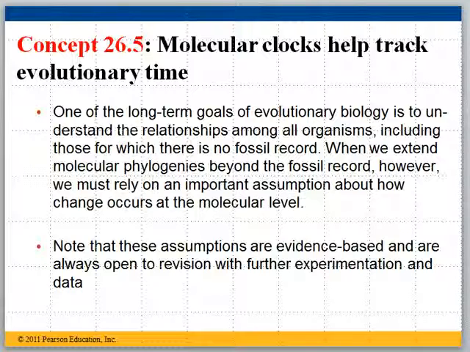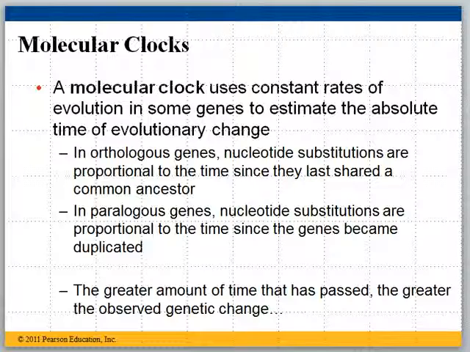So when we extend molecular phylogenies beyond the fossil record, we can no longer rely on some of the other varieties of evidence. We have to rely on a few important assumptions about how change occurs at the molecular level if we want to try to develop some sort of time frame or clock. Now you want to note that these assumptions are evidence-based and they're always open to revision with further experimentation and data. So yes, these are scientific assumptions that we are having to make, but they're not wild guesses. They're based on all the available evidence, and from there we can extrapolate out to get to where we need to go. The process for doing this is called the use of a molecular clock.